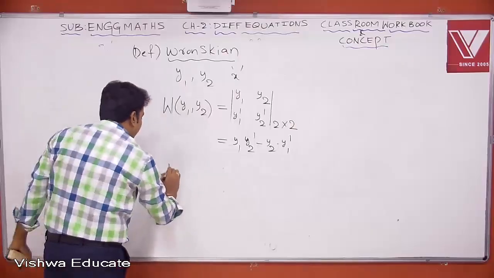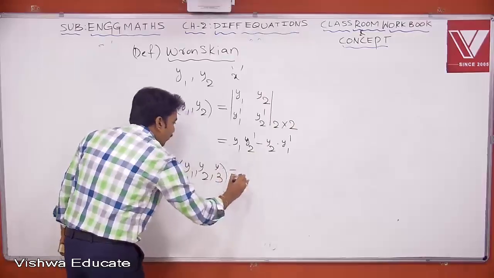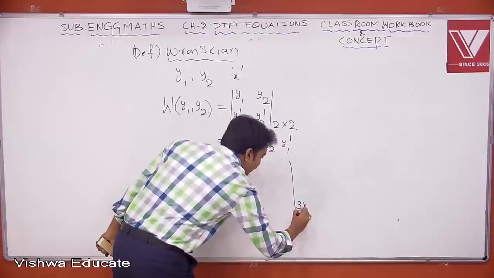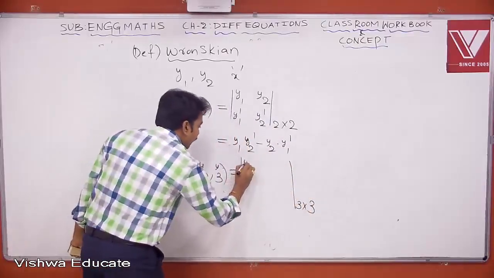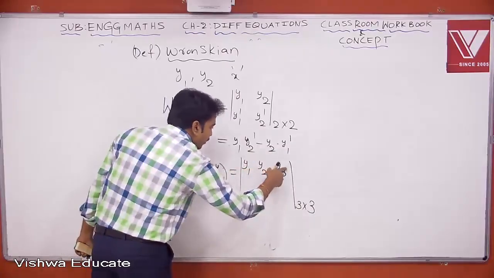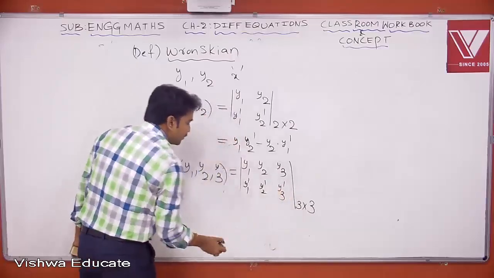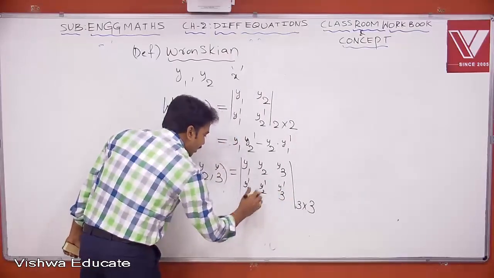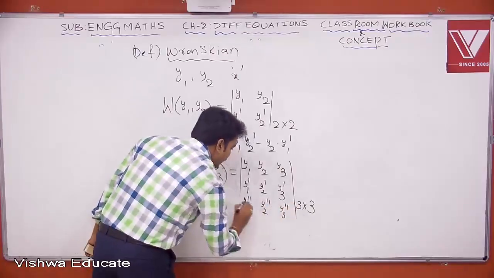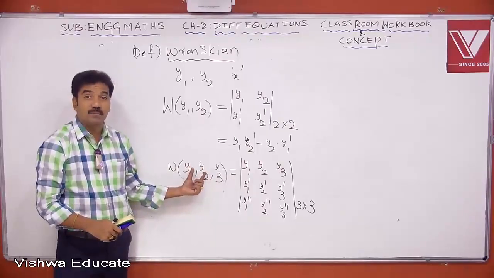If I take three functions, then my Wronskian will be like this: W of y1 comma y2 comma y3 equal to, since we are working with three functions, the result is a 3 by 3 matrix determinant. The first row is y1 y2 y3. The second row is first order derivatives of these three functions, y1 dash y2 dash y3 dash. And the last row is second order derivatives, y1 double dash y2 double dash y3 double dash. Therefore when you are finding Wronskian of n functions, it is an n cross n matrix determinant.